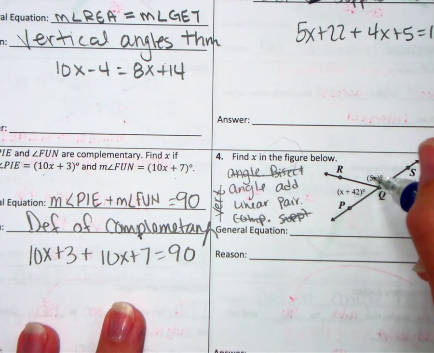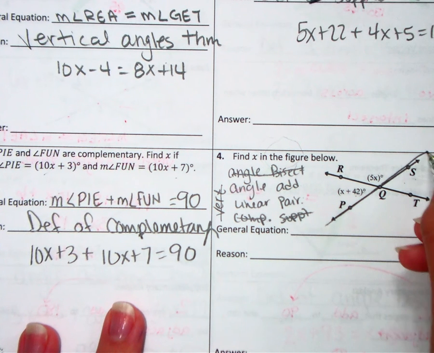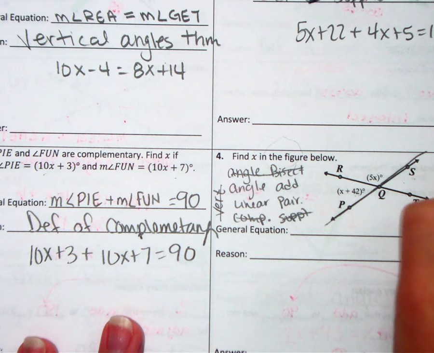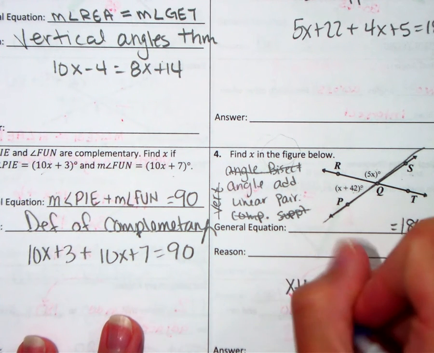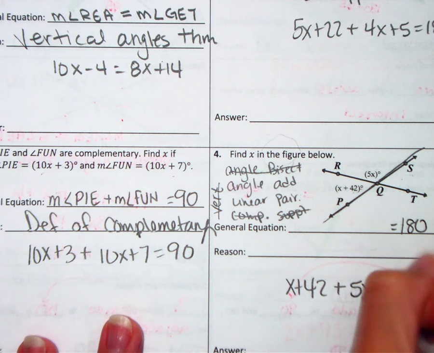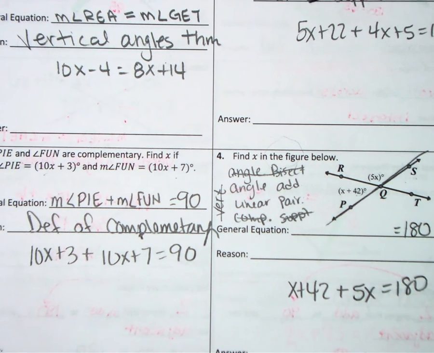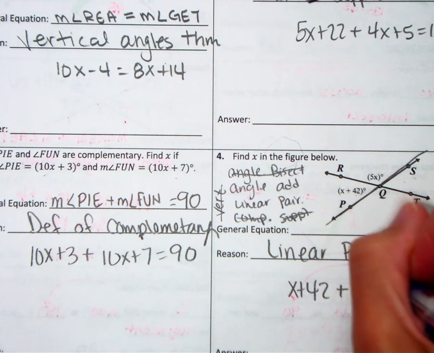It's just that when I look at these 2 and I add them together, it gives me a special kind of angle, which is a straight line. So that straight line is 180 degrees. So if you were writing the equation first, which would be fine, x plus 42 plus 5x would equal 180. And now you go ahead and add back in your variable or your points and your angles for the general equation. Now we said those are a linear pair.